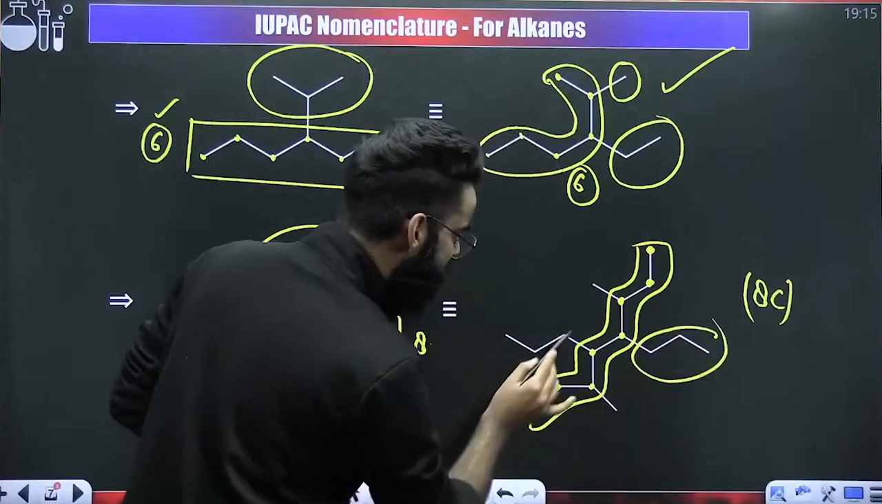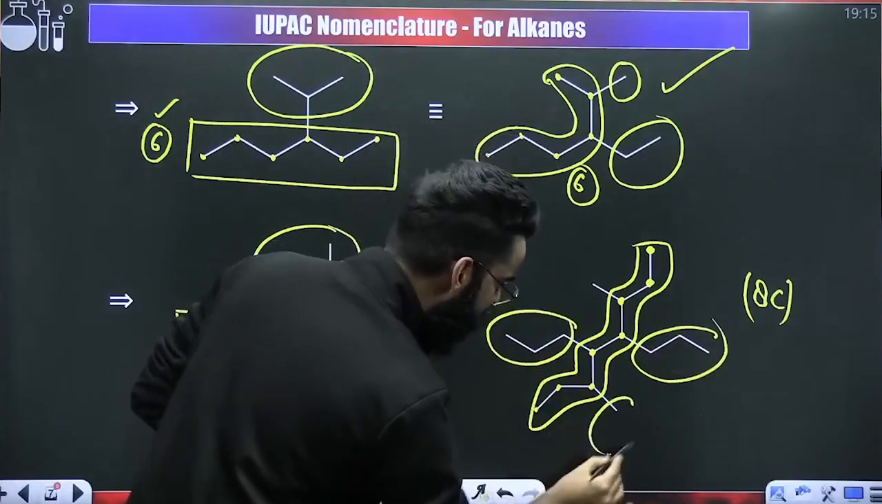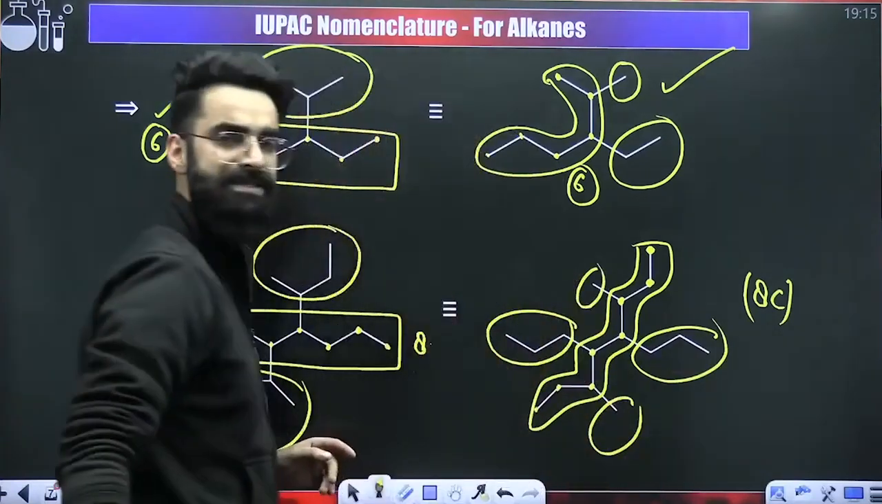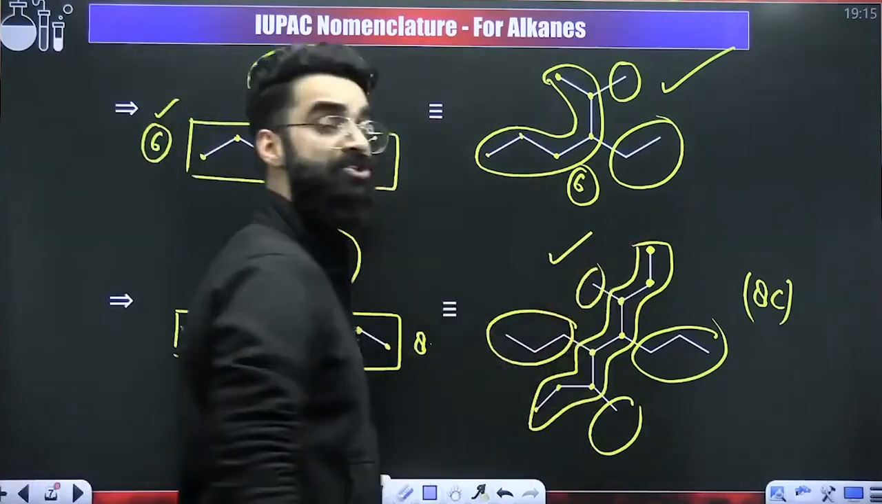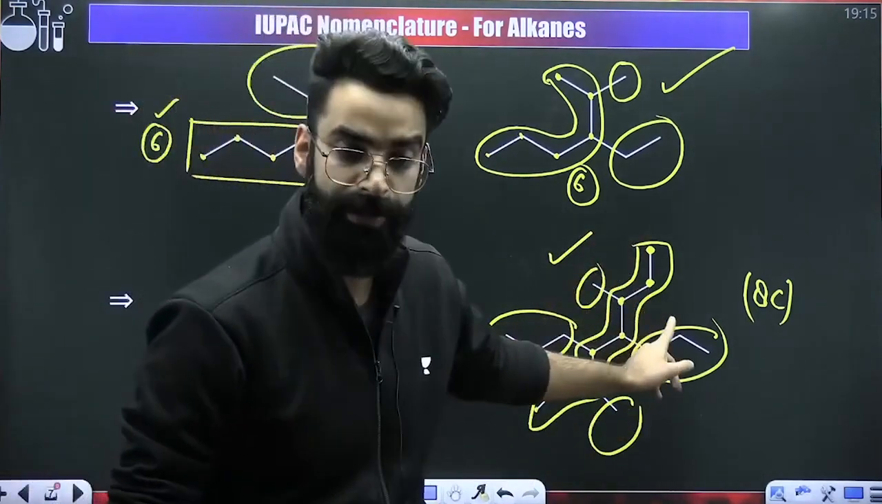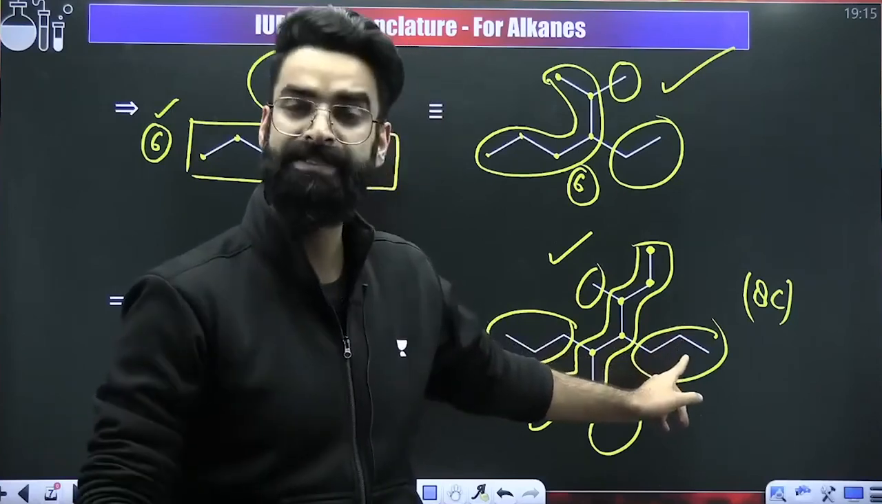Look at this one. This will be my first branch. This is my second branch. Here you have got the third branch. Here you have got 4 branches. So this particular chain has got 4 branches. So this second chain is going to be my parent chain, which I'm going to consider over here. Right? As simple as that.